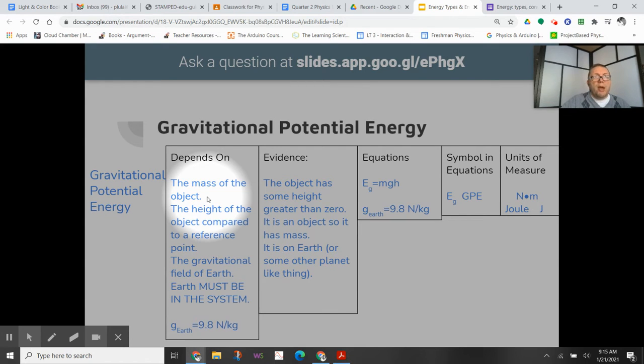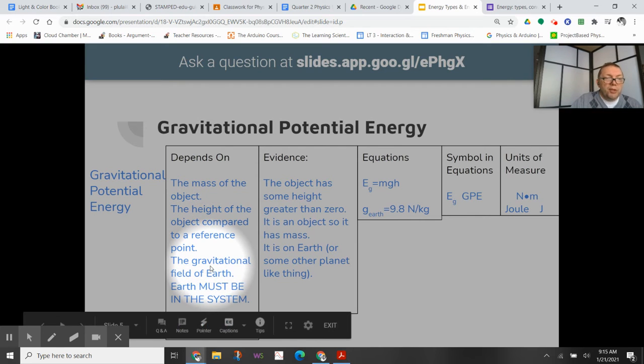The gravitational energy depends on the mass of the object. A more massive object has more gravitational energy. It depends on the height of that object compared to some place or some position we consider to be zero height. And it depends on the gravitational field of the Earth, and the Earth must be included.